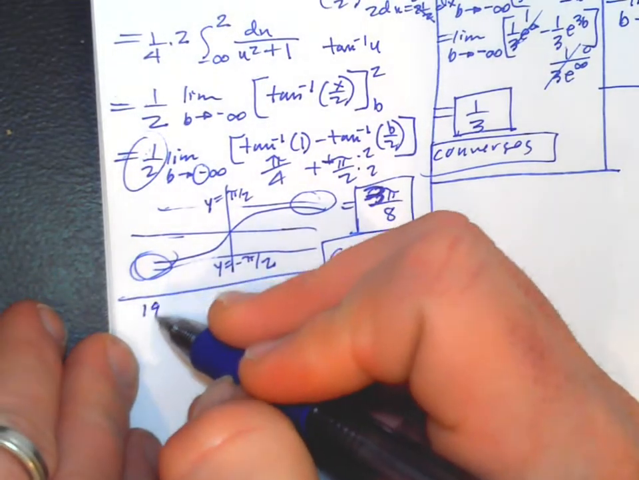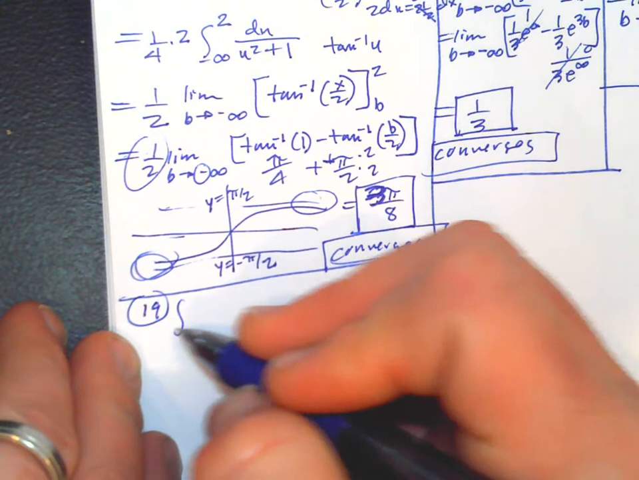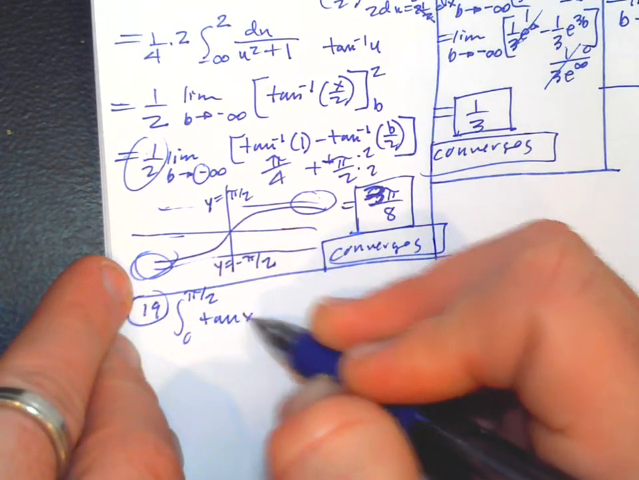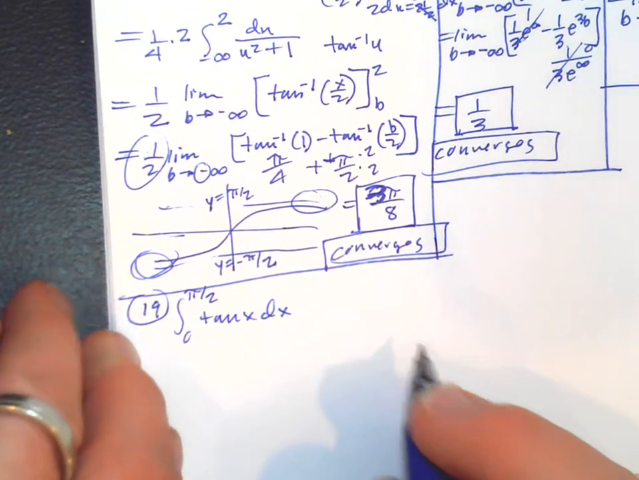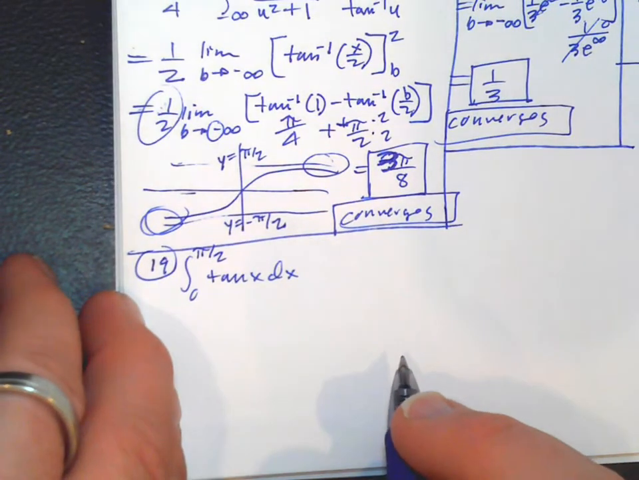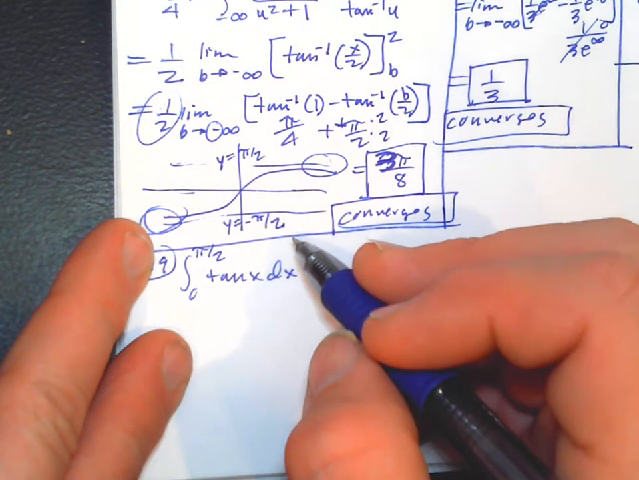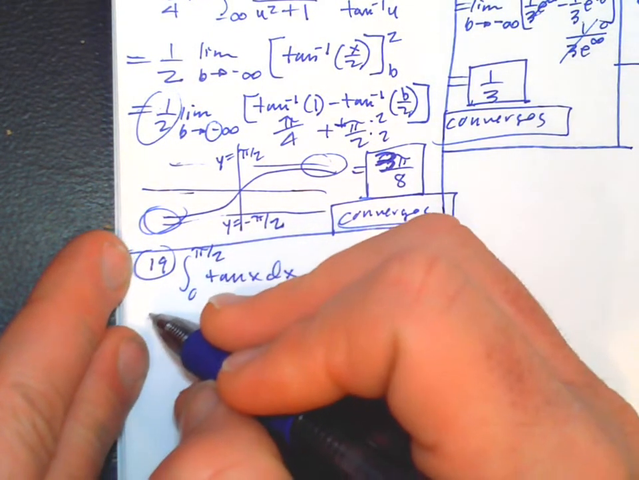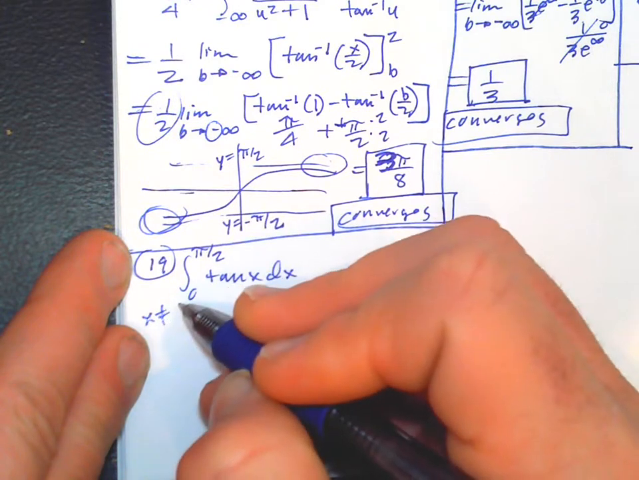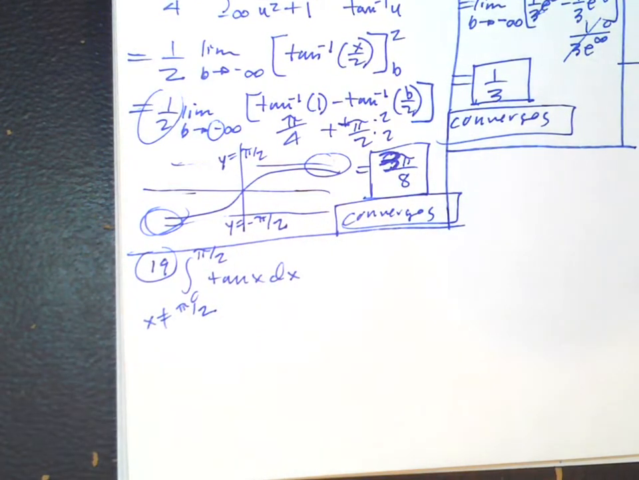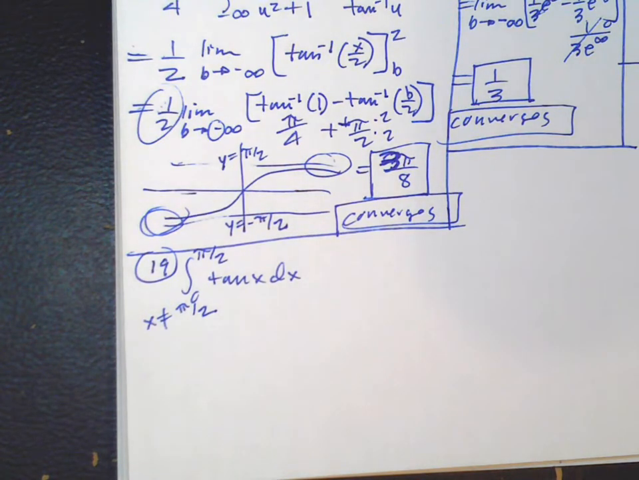19. The integral from 0 to pi over 2 of tangent x dx. So tangent is sine over cosine. Whenever cosine is 0, you get vertical asymptotes, and that happens at pi over 2. It happens again in other places, but specifically what we're concerned about is pi over 2.